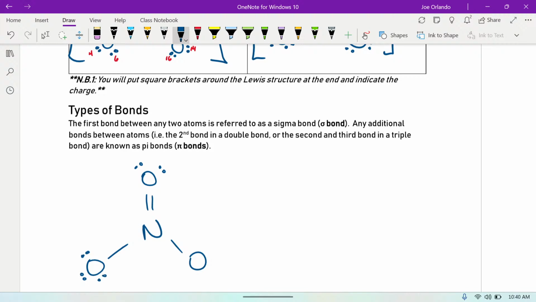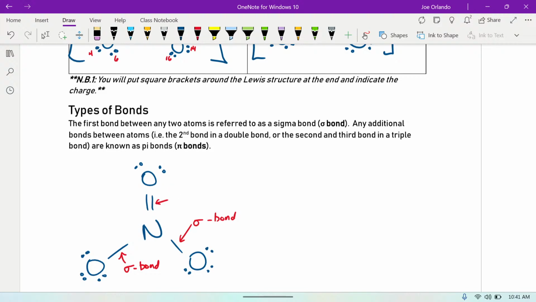When we do our day on how this looks at the orbital level, we'll see how sigma bonds work. But long story short, this is a sigma bond. That is a sigma bond. And one of these is a sigma bond. Doesn't matter which one we call it.